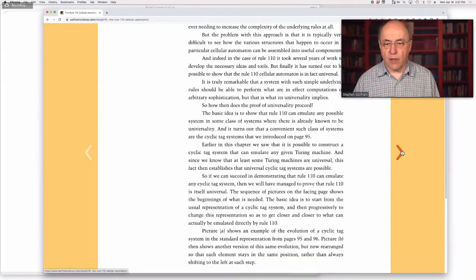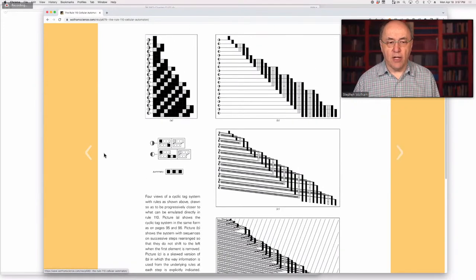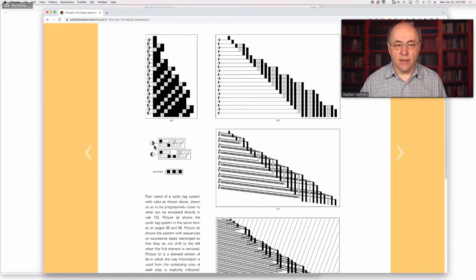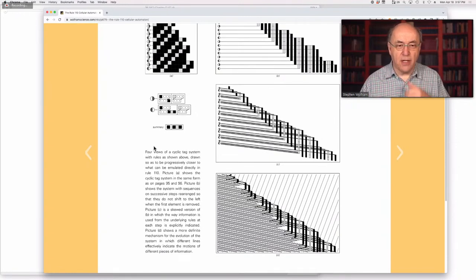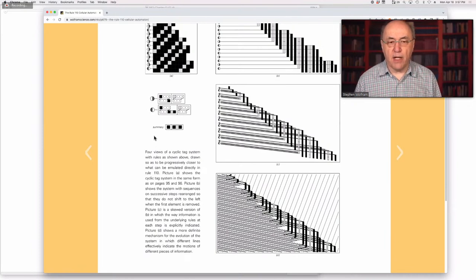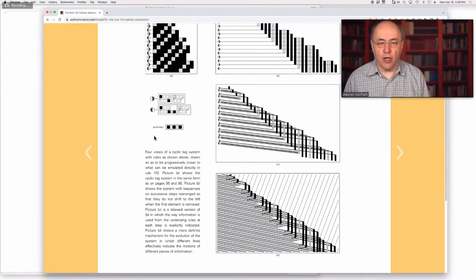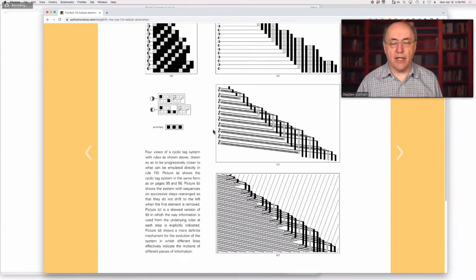Okay, so what is going to happen here is eventually we're going to show that there is a cyclic tag system that can be... how does this work now? Again, it's been a long time since I thought about this. In the end, you're going to be able to show that an arbitrary cyclic tag system can be emulated by Rule 110. And we know from previous sections that there exists a cyclic tag system which can emulate a Turing machine, which is already known to be a universal Turing machine. Therefore, if we can show that Rule 110 can emulate an arbitrary cyclic tag system, then we've got a chain of equivalences that will show that Rule 110 alone is sufficient to emulate any computational system.